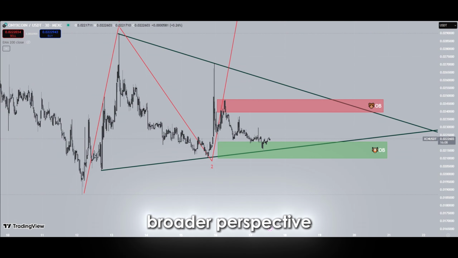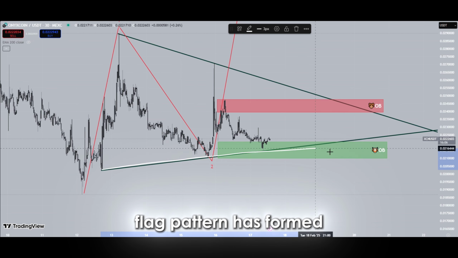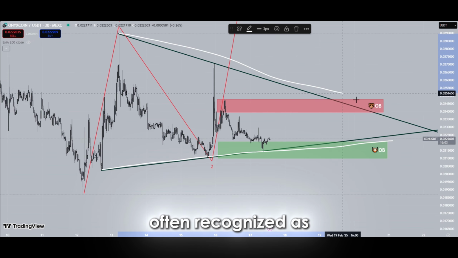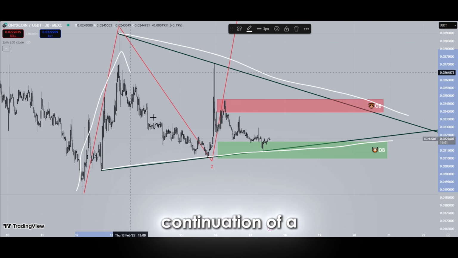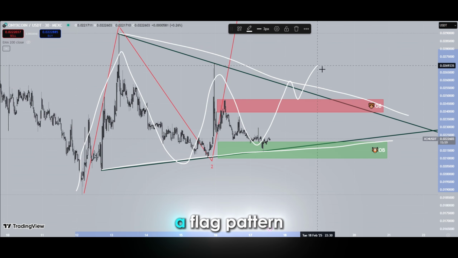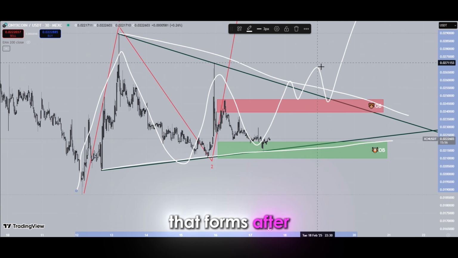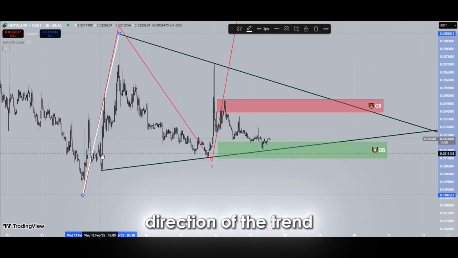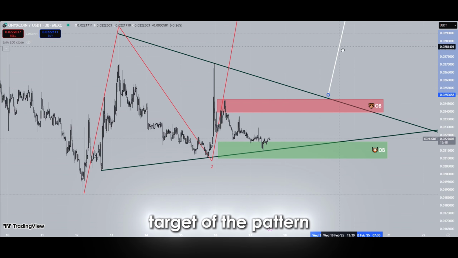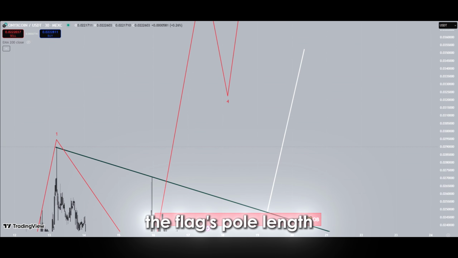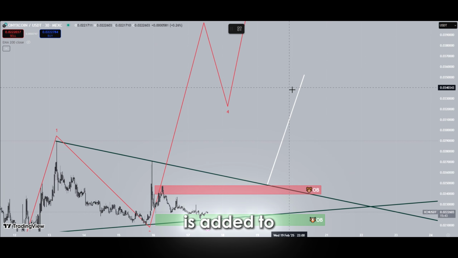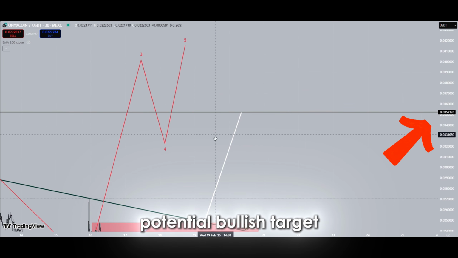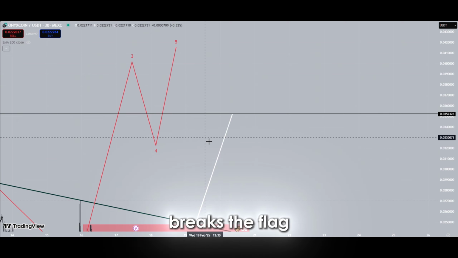Looking at the chart from a broader perspective, we can clearly see that a flag pattern has formed. This pattern is often recognized as a structure that indicates the continuation of a strong trend. A flag pattern is characterized by a consolidation zone that forms after a steep rise. After the price has been stuck inside this flag for a while, it usually breaks out in the direction of the trend. To determine the target of the pattern, we first measure the flag's pole length. Then, this measurement is added to the upper limit of the flag to calculate the potential bullish target. If the price breaks the flag pattern to the upside, a move of the length of the pole can be expected.